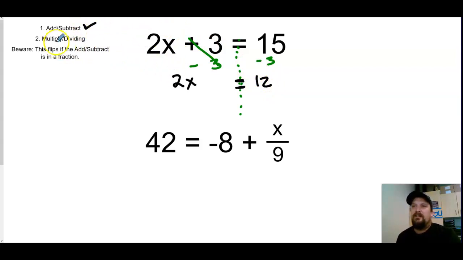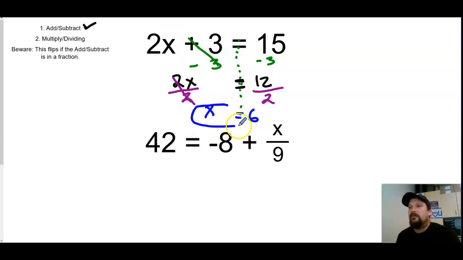Now let's look at the second step, multiply or divide. We have 2 times what number equals 12, so we have a multiplication. What's the inverse of multiplication? That would be division. So we're going to divide both sides by 2, and the x will drop out, and 12 divided by 2 is 6. Let's check: 2 times 6 is 12, 12 plus 3 is 15. So we did that correctly. We added or subtracted, then we multiplied or divided.